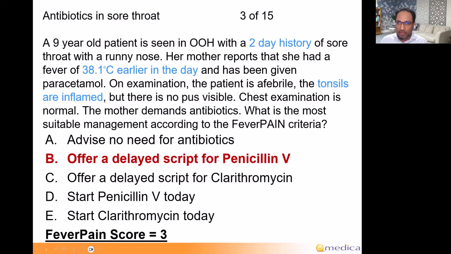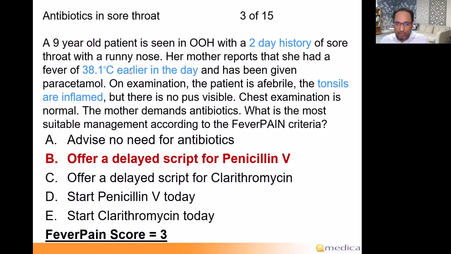So remember that the fever in FeverPAIN is fever within the last 24 hours. That includes measurement at home or self-reported fever. Can you see? There was 38.1 earlier in the day. They get a point for that, even though they're afebrile now, but that's because they've had paracetamol. That's probably why their fever's come down. So they get a point for that.